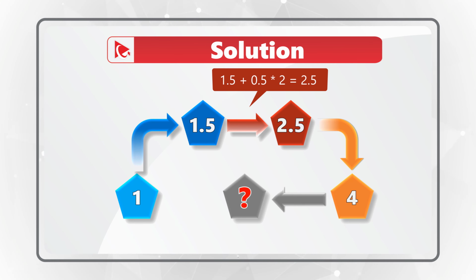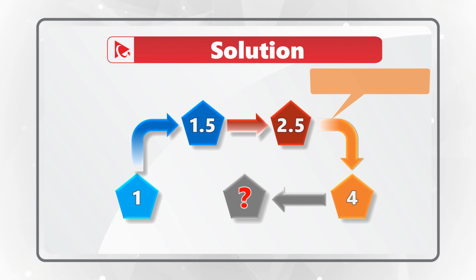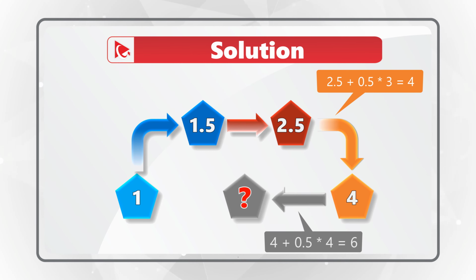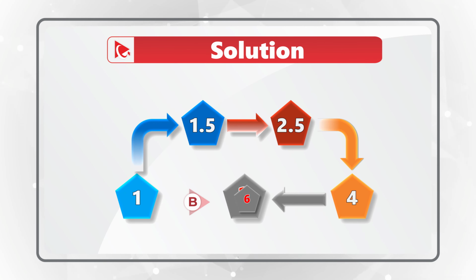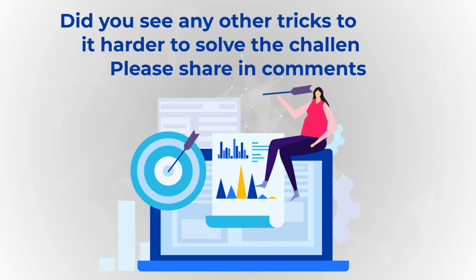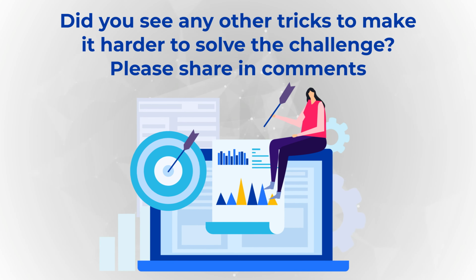Then comes the next set of numbers, and the increment continues to increase. 2.5 plus 1.5 equals 4, and then 4 plus 2 equals 6. So the correct answer here is choice B, 6. Hopefully you've nailed this question, learned the pattern, and now know how to answer similar problems on the test.